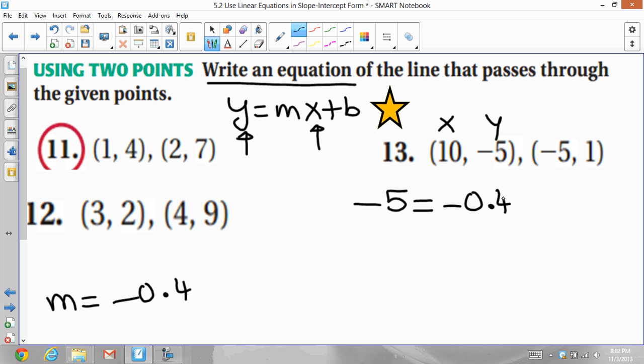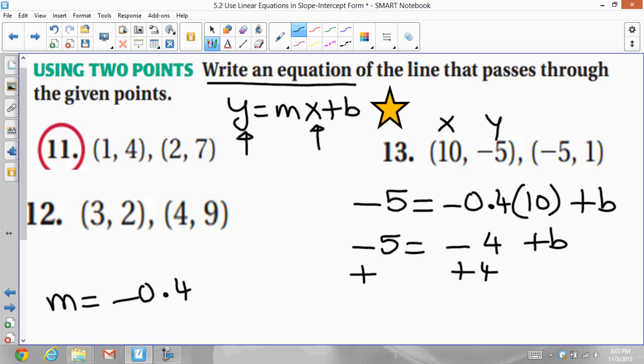My x, I'm going to replace it by 10 plus p. Replace y by -5, replace m by -0.4, replace x by 10, and solve for b. So this is going to give you -5 is equal to -0.4 times 10, which is going to give you just -4 plus b. One-step equation, plus 4 on both the sides. Cancel. You have b is equal to -1.